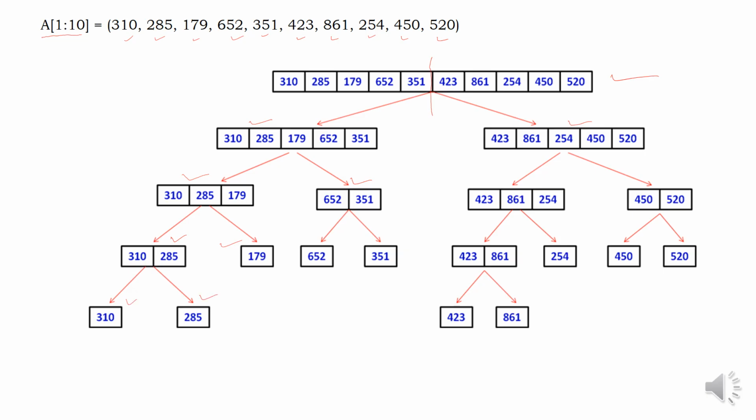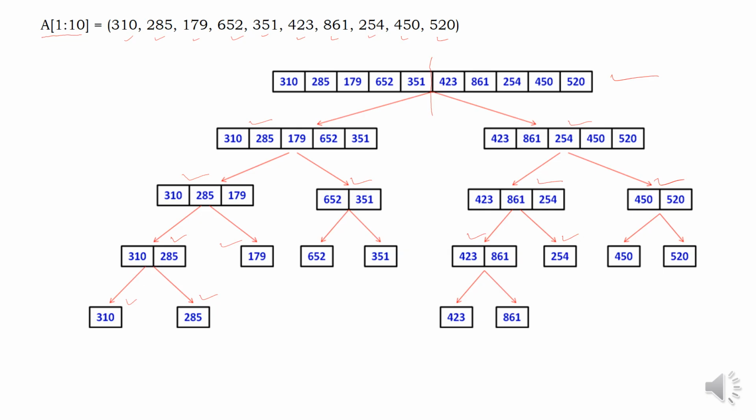From here, it is not possible to divide further. Here, there are two elements and these two elements are divided into again two subarrays. In the same fashion, right side subarray is also divided. These 5 elements are divided into two subarrays, 3 elements array and 2 elements array. This subarray, which is having 3 elements, is divided into 2 elements and 1 element. So array consisting of two elements, array consisting of one element.